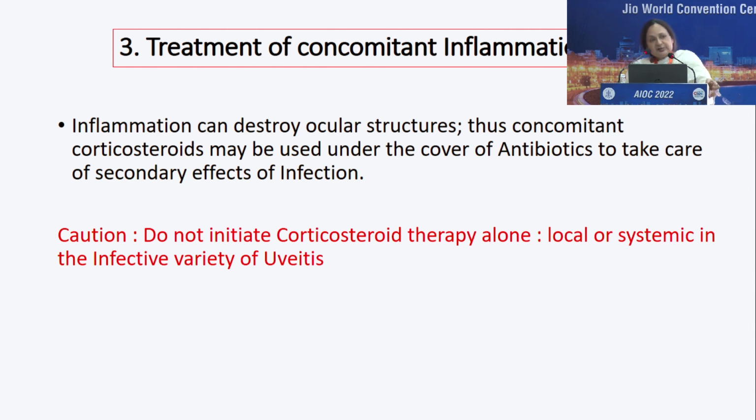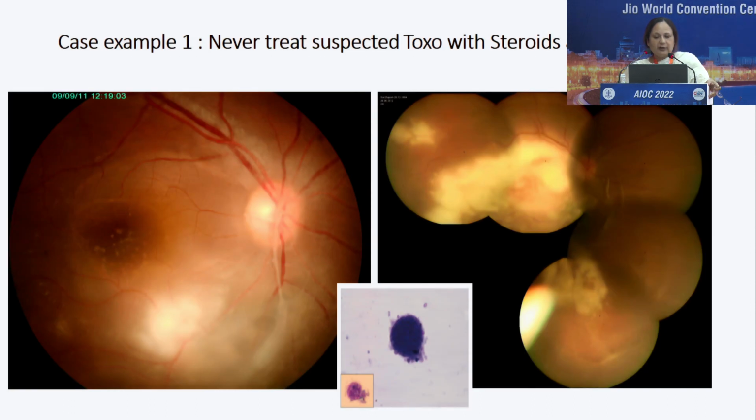The third point, which is a very important point, is how would you treat the concomitant inflammation? Inflammation, we know, can destroy ocular structures, so you need to give corticosteroids, but please refrain from injecting into the eye if you are suspecting infection, because you cannot take it out. Even if you are giving oral, fine, if it's infectious, you can always reduce the dose, you can stop if something happens, but if you have injected in the eye, it will be very difficult to retract that back.